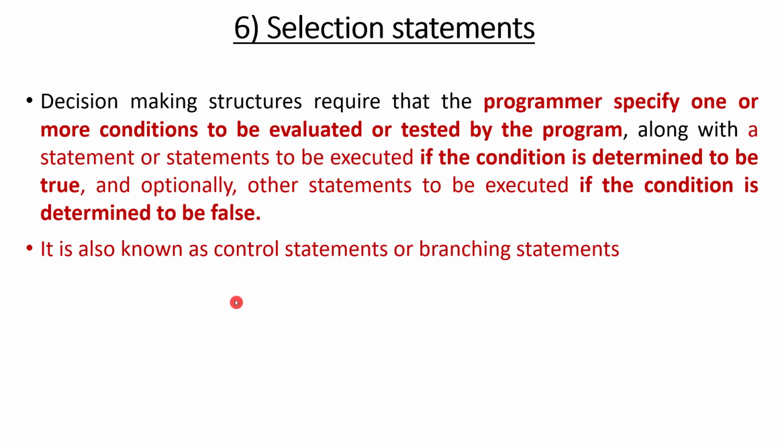Okay, next we have the selection statements. We just talked about the iteration statements and the jump statements. Selection statements make the program select the values required or select the execution in a defined manner. Decision making structures require that the programmer specify one or more conditions to be evaluated or tested by a program, along with a statement or statements to be executed if the condition is determined to be true, and optionally other statements to be executed if the condition is determined to be false.